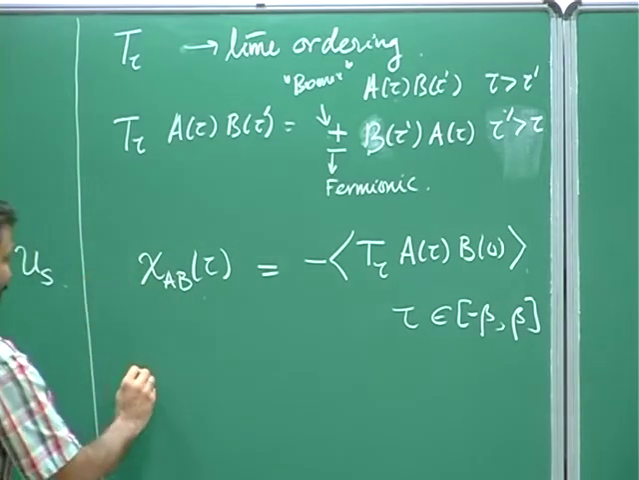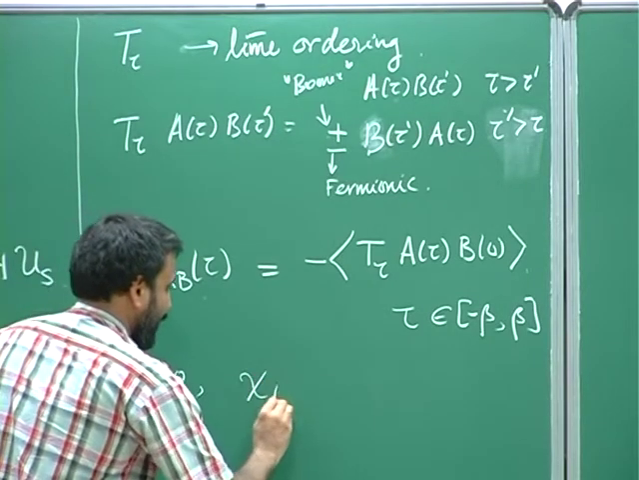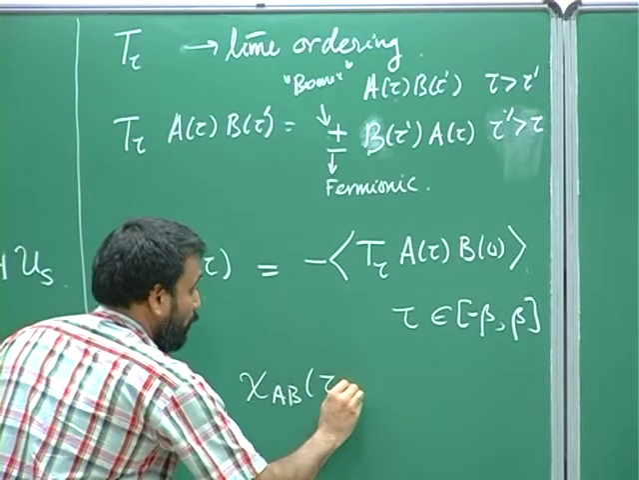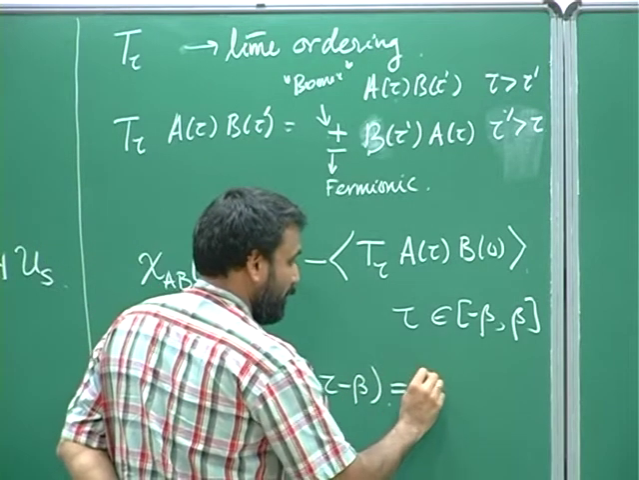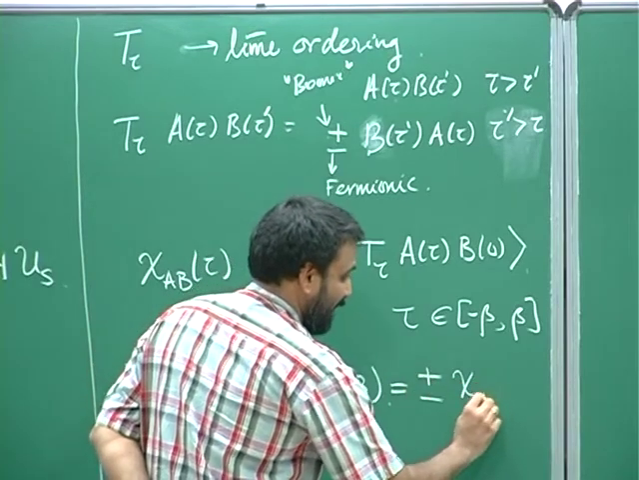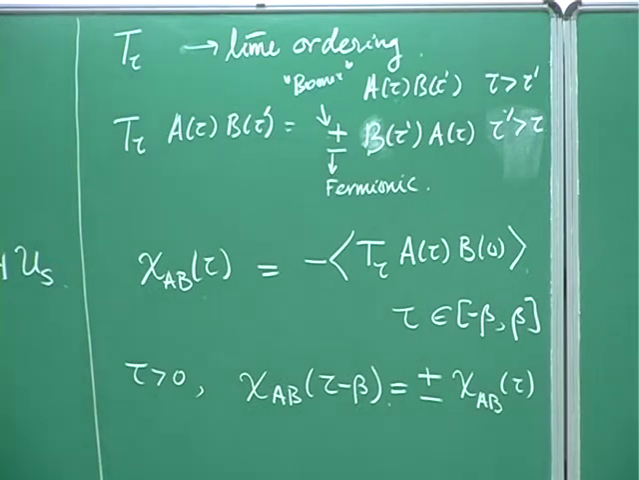Let's say that tau is greater than 0, and I ask what is chi AB of tau minus beta. I'm asking a question. What is this quantity? Can you tell me what it is? This turns out to be equal to plus minus chi AB of tau. Okay, can you see that?